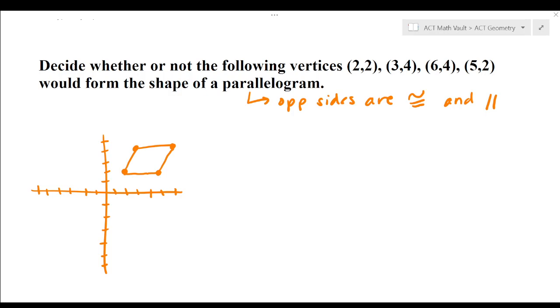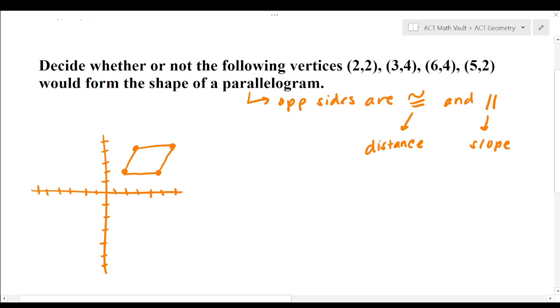What I recommend, so let's think about, if I went the congruent route, that would mean distance. And if we went the parallel route, this would require like the slope formula.